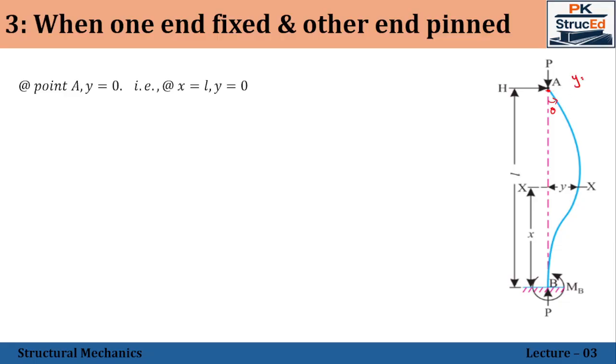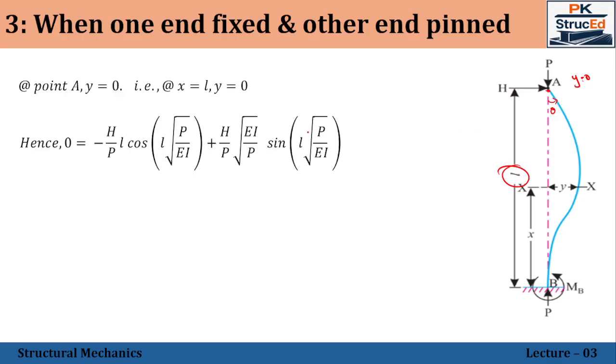Therefore, y alone is 0 at this point. That is, at x is equal to L, y is equal to 0. So substituting that condition also, we'll have this equation like this. 0 is equal to minus h by p into L into cos of whatever is within the bracket, plus h by p into root over EI by P into sine of L root over P by EI.